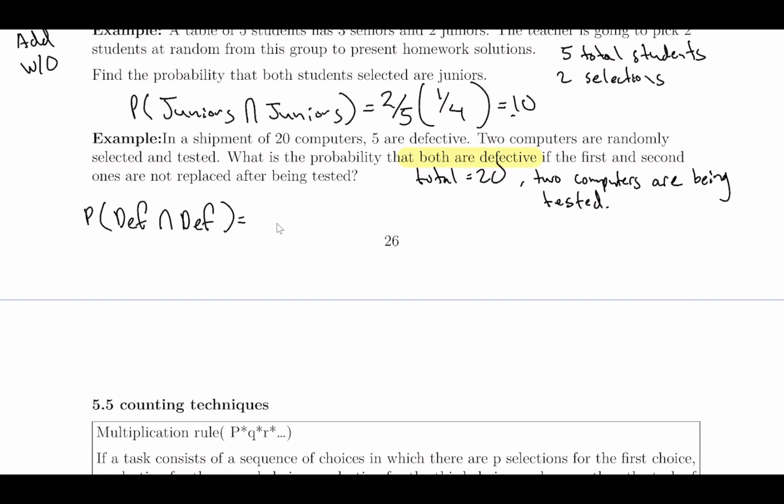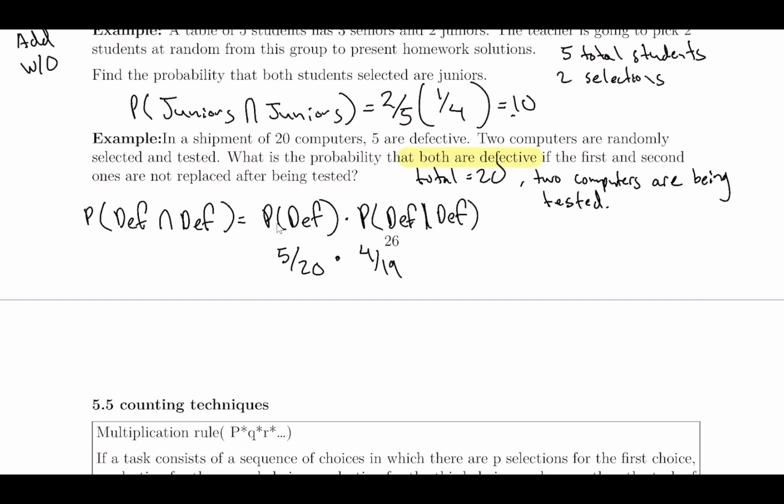So for this one, you can write it out as this: the probability the first one is defective times the probability the second one is defective, given the first one was already defective. So we want to find the probability that both of these computers are defective. What's the probability that the first one is defective? 5 out of 20, perfect. What's the probability the second computer is defective? 4 out of 19, good job.